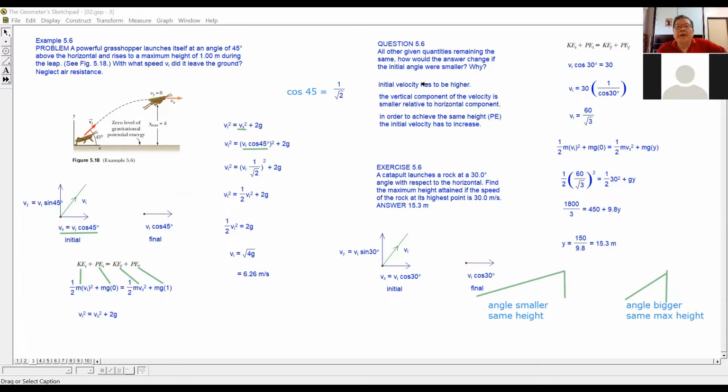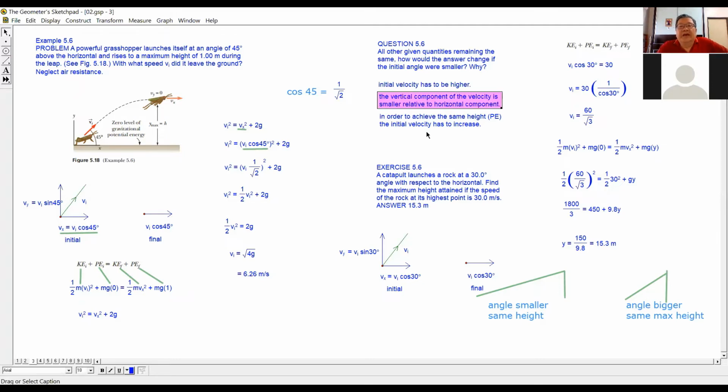Let me continue over here. The initial velocity has to be higher. That means in this case, with a smaller angle, the initial kinetic energy, the initial velocity, has to be higher, because you have to go through a longer horizontal distance to reach the vertical height. In this one, it doesn't need so much initial velocity because you are going to move through a shorter distance before reaching the maximum height. So you need a smaller velocity.